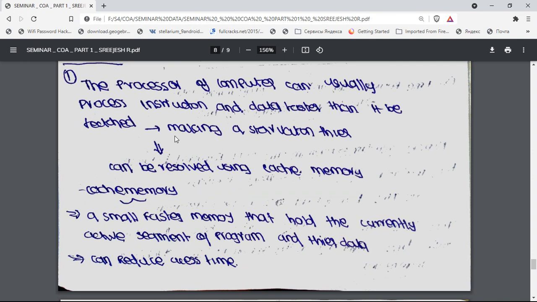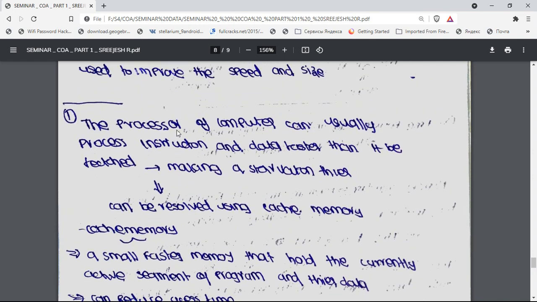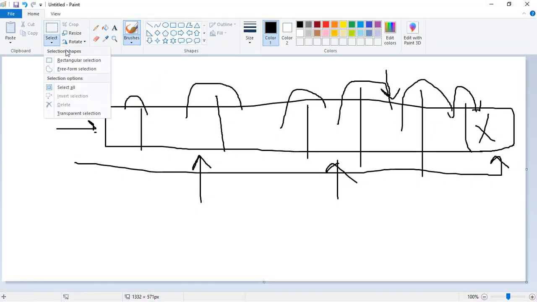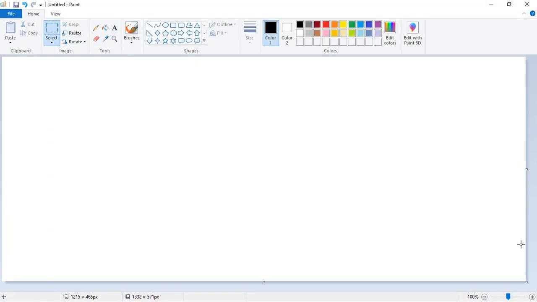Okay, so the last topic in this region: the processor of the computer is a little faster than the memory units. That's a general idea. What happens is the processor can usually process instructions and data faster than they are fetched. As we all know, the processor does much quicker operations than a fetch or write back. So that makes a starvation.